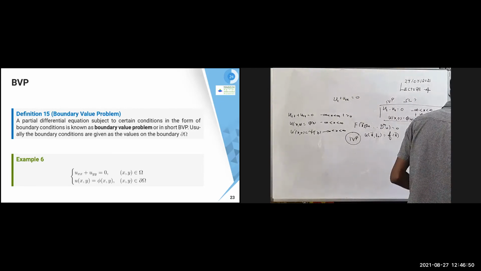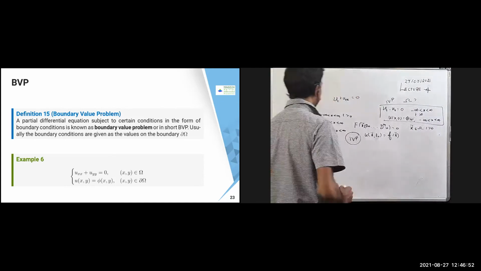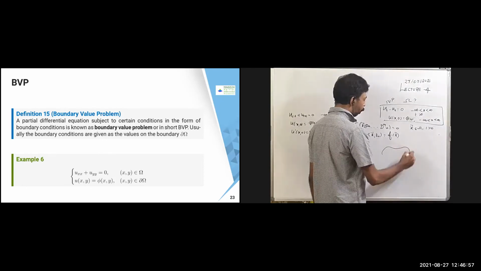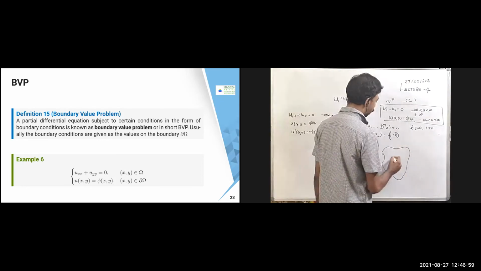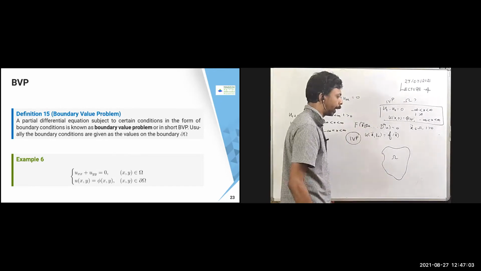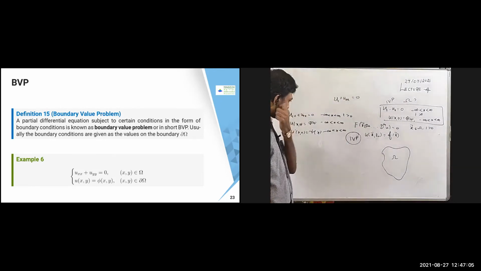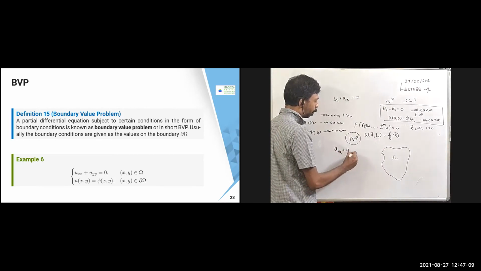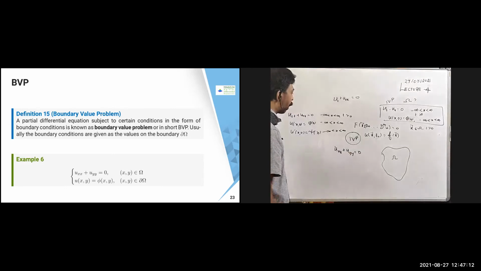Okay, next one. Once I say omega, the omega is like this. This is my omega. x belongs to omega, which is a subset of R^n. Now suppose I have a problem like this: u_xx + u_yy = 0. It's not a time dependent problem, so it's a spatially dependent problem.